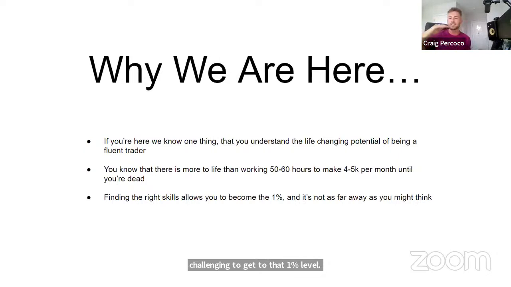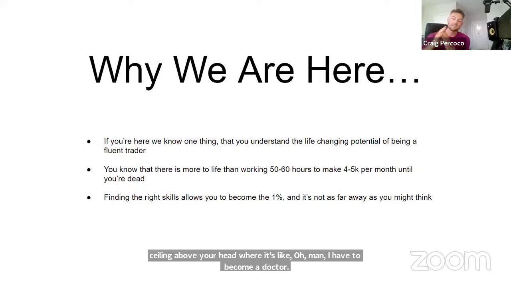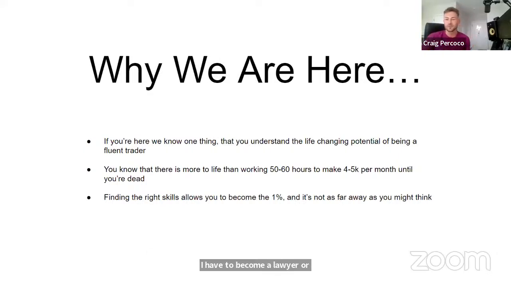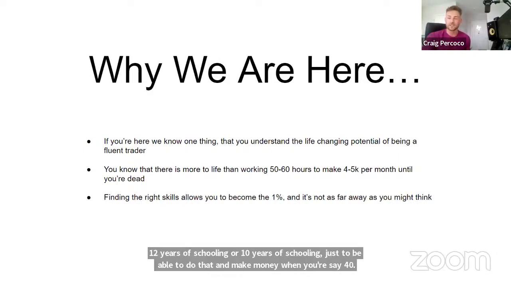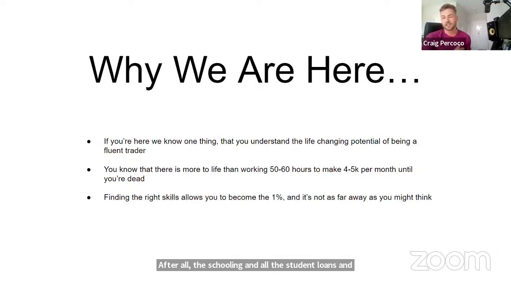You have this glass ceiling above your head where it's like, oh man, I have to become a doctor, I have to become a lawyer, or something that's going to take 12 years of schooling or 10 years of schooling just to do that and make money when you're, say, 40, after all the schooling and all the student loans and everything. It's a lot easier to get to the 1% than you might think. And that was something that blew me away. That's something I really want to show you guys at the end of today and what we're getting into. So that's why we're here.